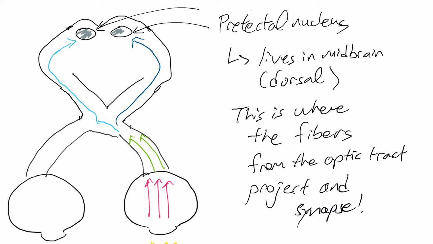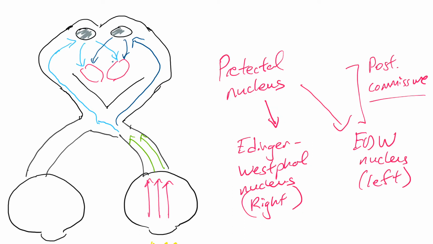So the fibers from the optic tract project and synapse at the pretectal nucleus, which lives in the dorsal midbrain. The pretectal nucleus is a part of the circuit that mediates the pupillary light reflex, and that's all you need to know about the pretectal nucleus so far. Now, this is where something really interesting happens.